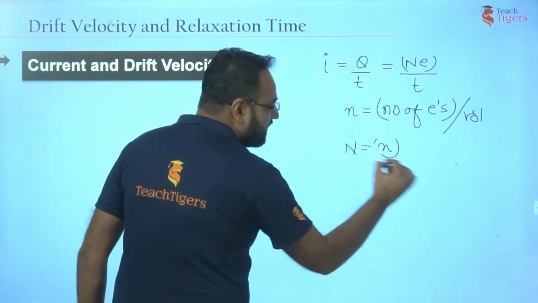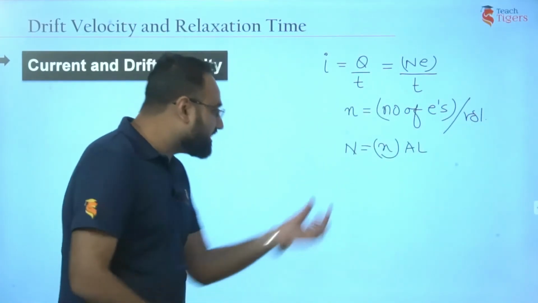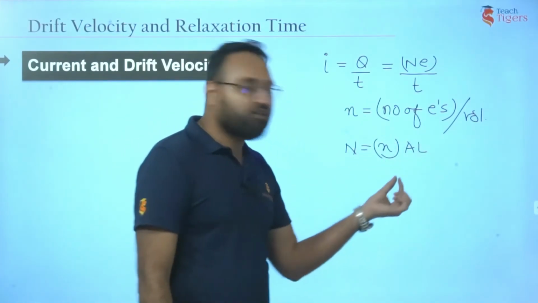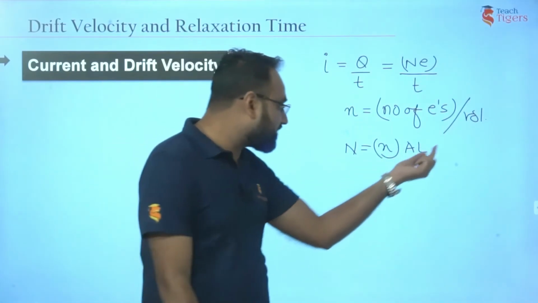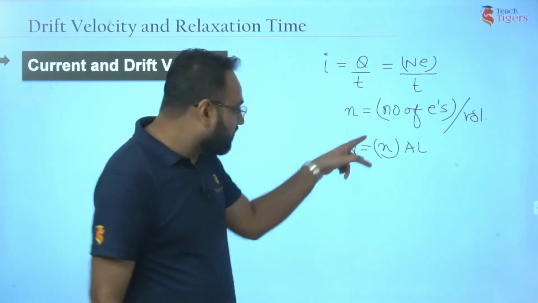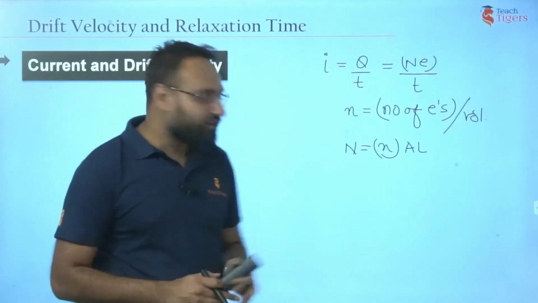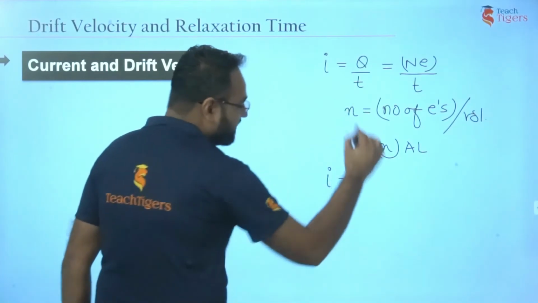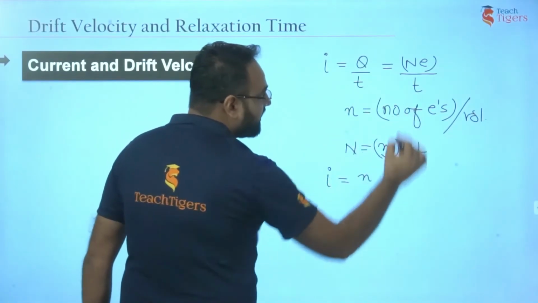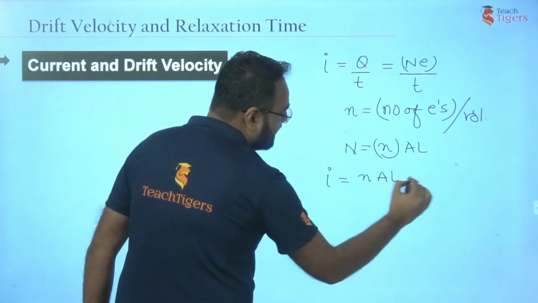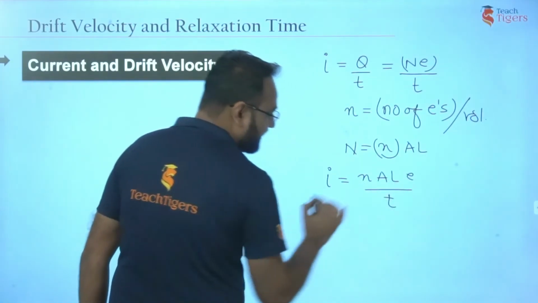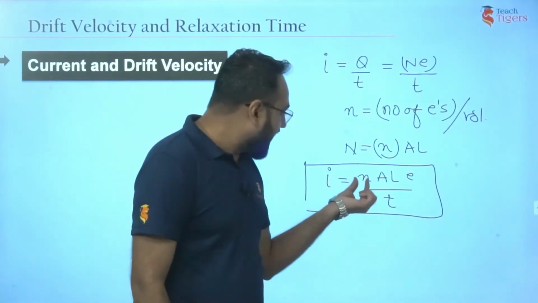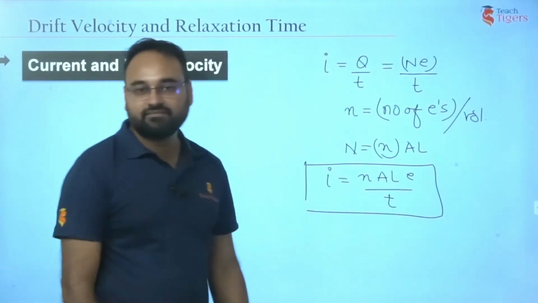Then what will be the number of electrons in volume AL? It will be n into AL, because this many electrons are present in unit volume, so to calculate the number in volume AL we multiply n with AL. So this will be the number of electrons. Let me substitute it here. The current I is equal to nAL into e by t, that is nALe by t.